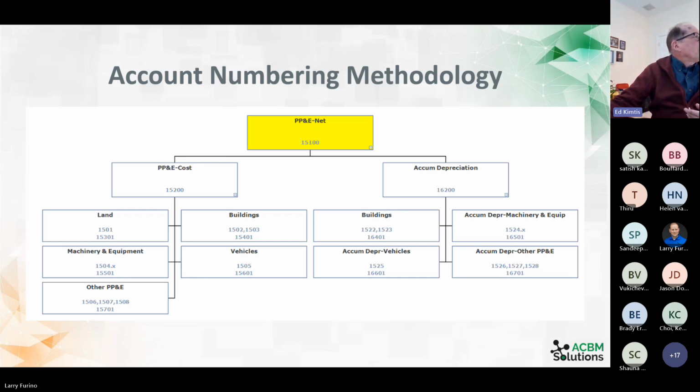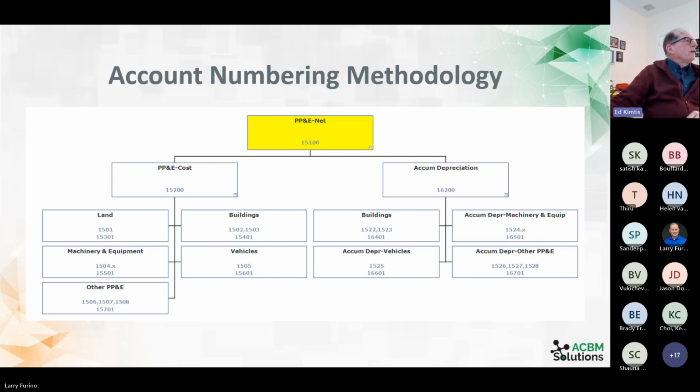In this case, 1504 was the old account, and the .x means it had a lot of subsidiaries, and we're not going to need it. We've determined we don't need those subsidiaries. That tells Larry and the conversion team, take every instance of 1504 in any subsidiary and put it in the new account. And the same thing goes for the accumulated depreciation.